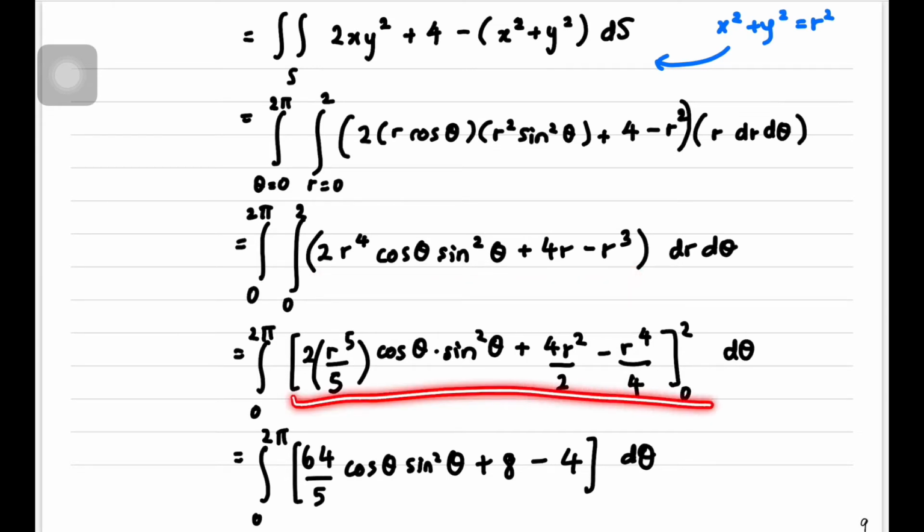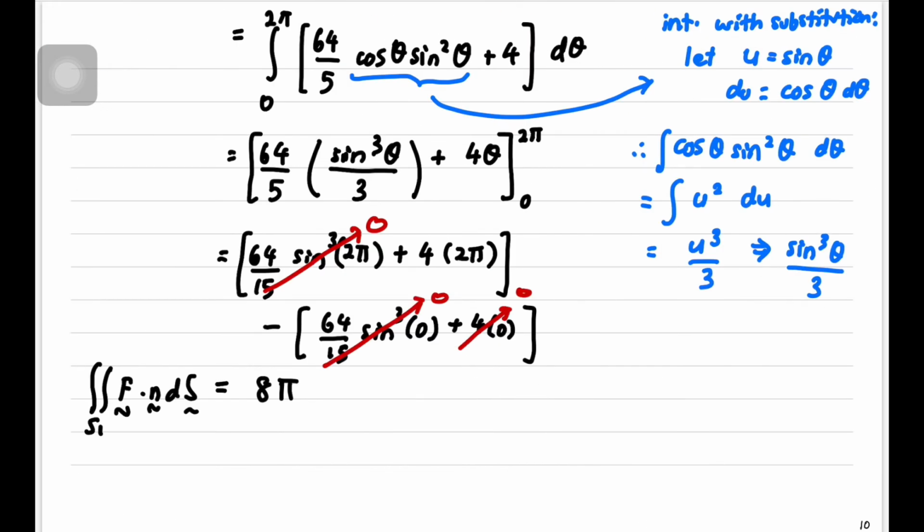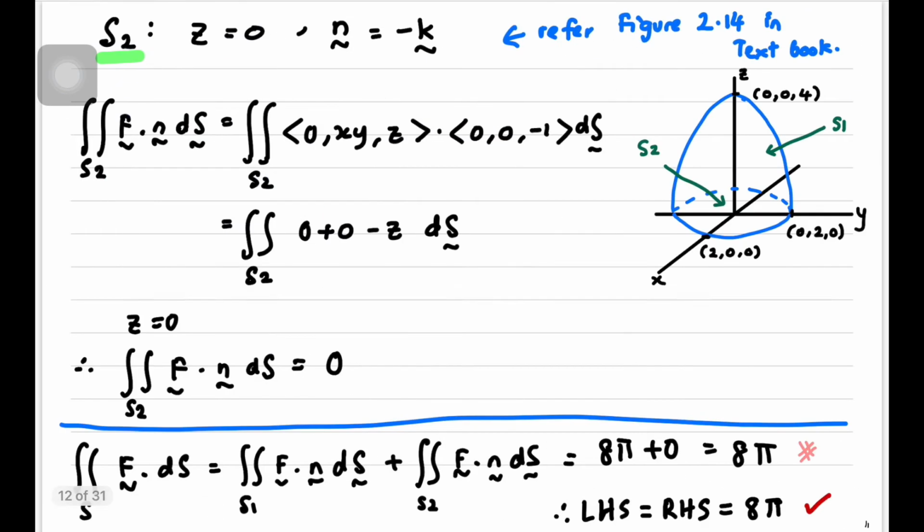Integrate with respect to r. Simplify. And then integrate with respect to theta. You have to do the integration by substitution here. Substitute the upper and lower limit. Then you will get 8 pi. This is for S1.